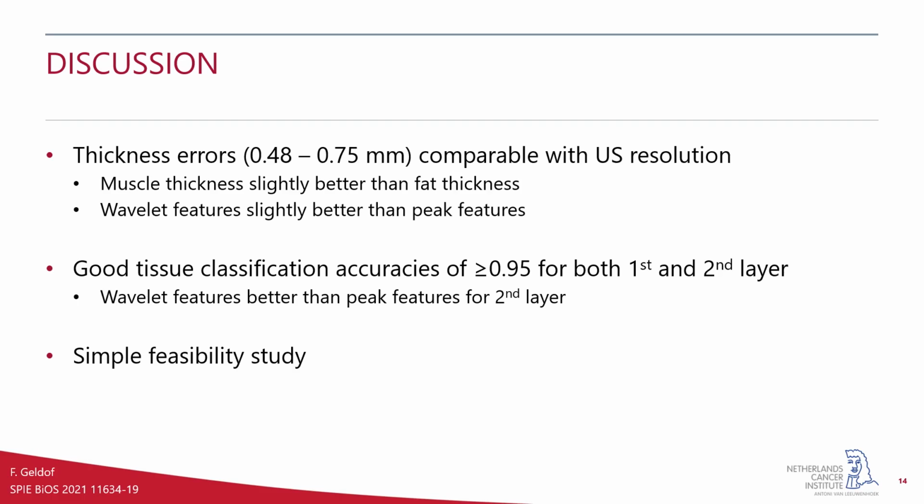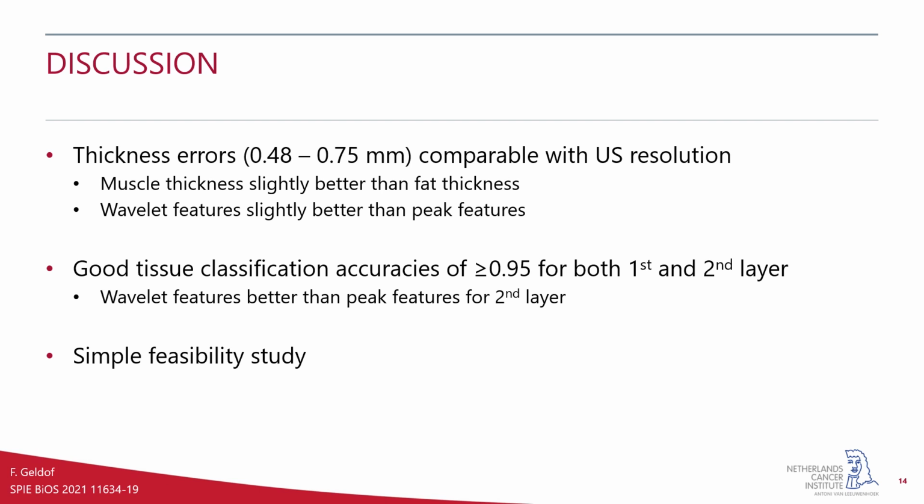Let's discuss the results. We were able to predict the top layer thickness of multi-layer tissue structures with an accuracy of 0.48 to 0.75 mm. These values are promising since they are in the same order of magnitude as the ultrasound resolution that was used as ground truth for the thickness. Also, the errors are smaller than the resection margin of a few millimeters that's generally used during oncological surgery.